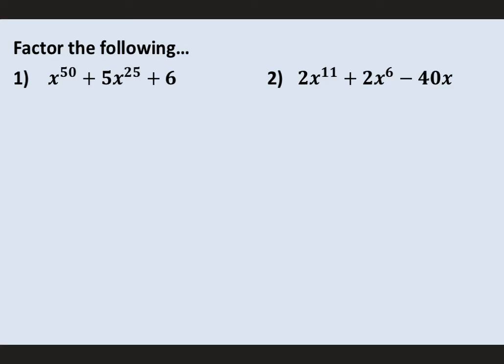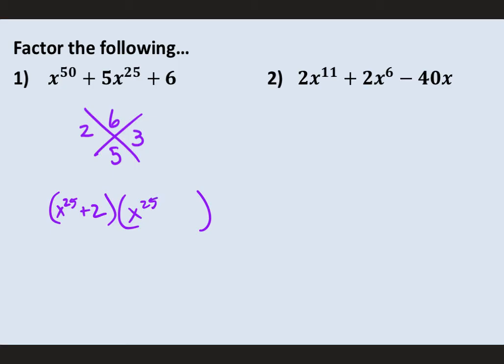All right, so we have 2 here. Let's double check the first one. The degree of our first term is 50. The second term is 25. So the degree of the first term is double the degree of the second term. Perfect. We can do a diamond problem. We can say what multiplies to our c value, 6, and adds to our b value, 5. That's going to be 2 times 3. So we've factored, except now instead of just x plus 2, x plus 3, we have to make it x to the 25th plus 2, and x to the 25th plus 3. All right, so since it started as a higher degree, it basically ends as a higher degree.